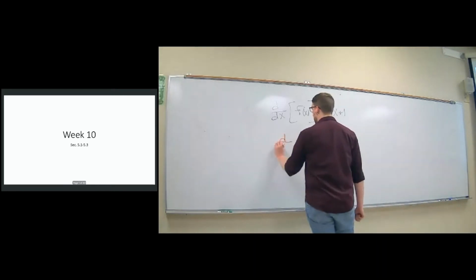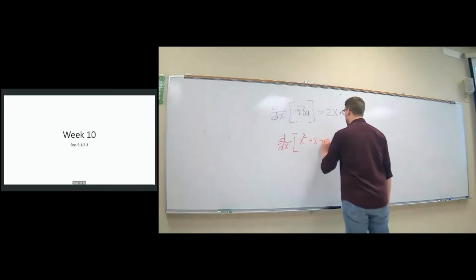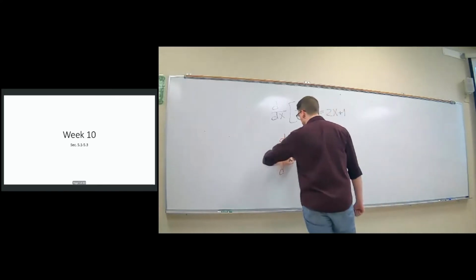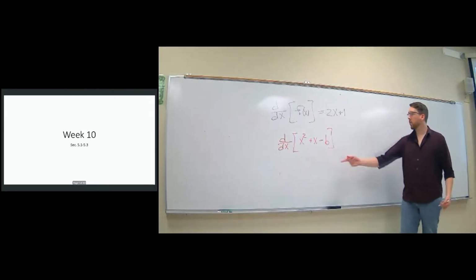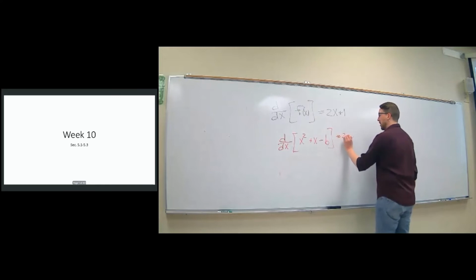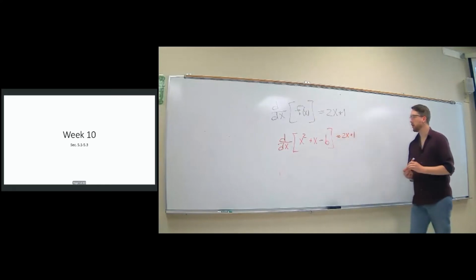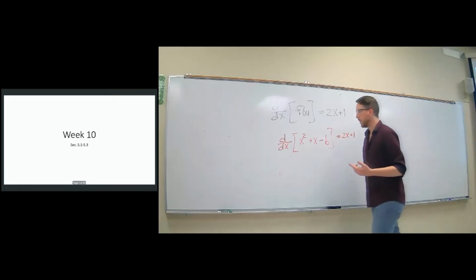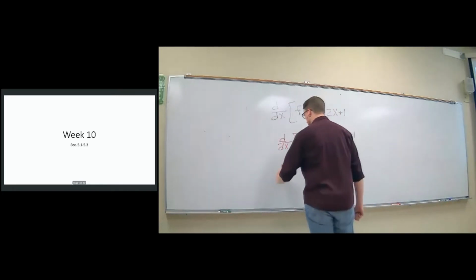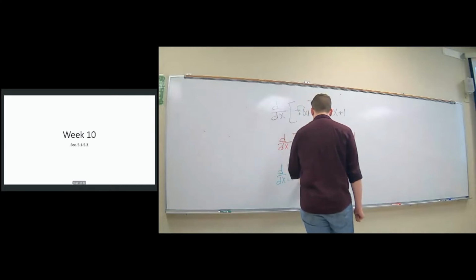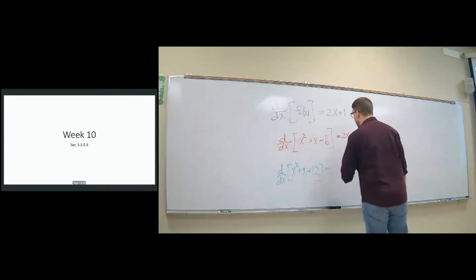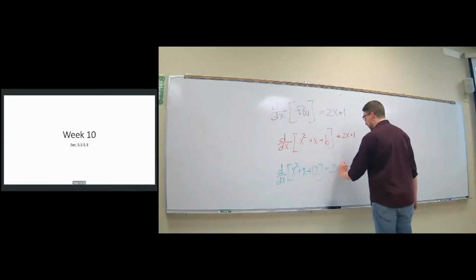What's the derivative of x squared plus x minus 6? Well, let's start with just one right now. The derivative of this thing would just be 2x plus 1, right? Now, what's the derivative of x squared plus x plus 12? Well, that would just be 2x plus 1, right?